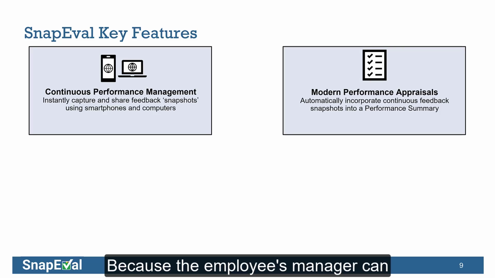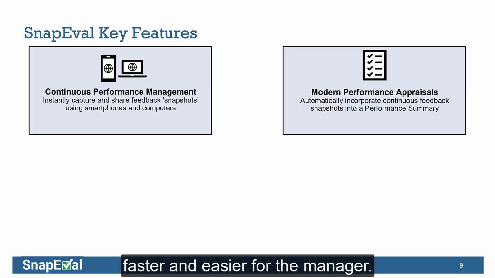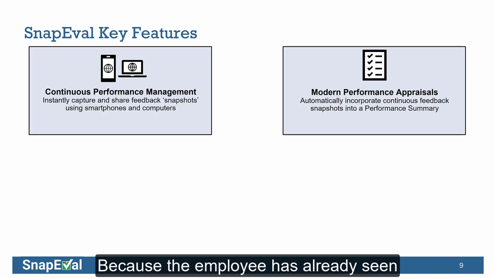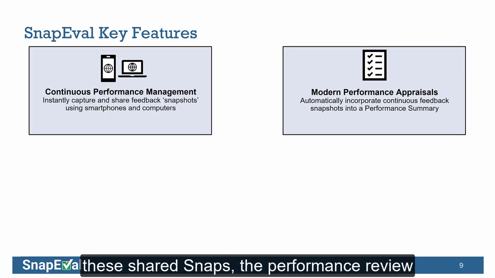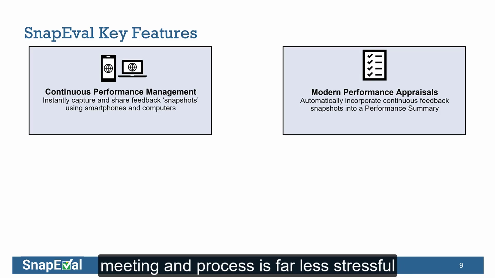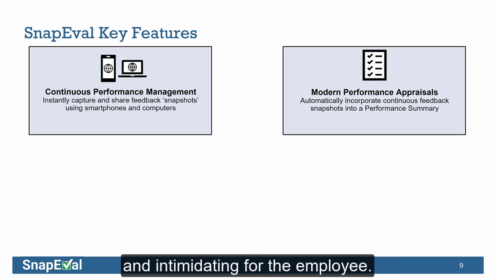Because the employee's manager can automatically incorporate some or all of these snaps and self-snaps directly into the employee's performance summary, the process of creating the performance summary is much faster and easier for the manager. Because the employee has already seen these shared snaps, the performance review meeting and process is far less stressful and intimidating for the employee.